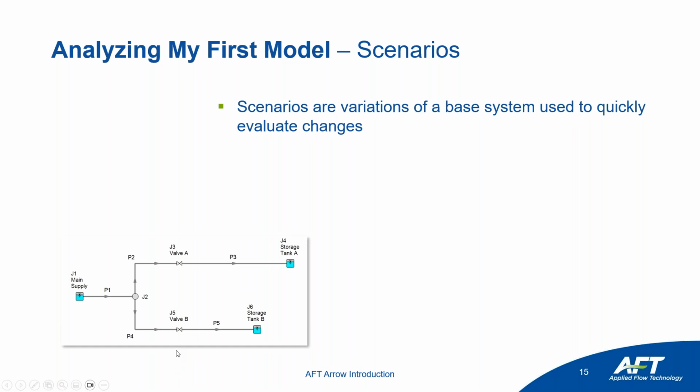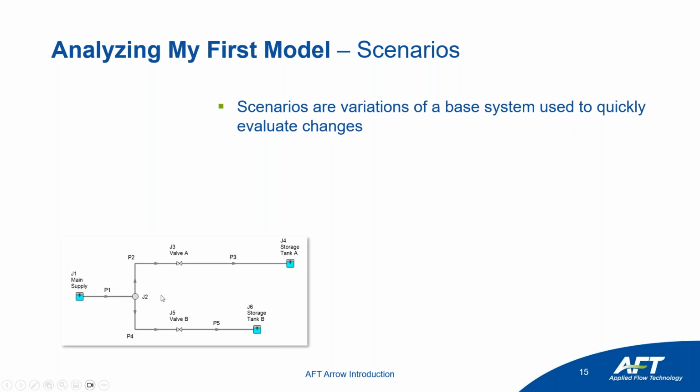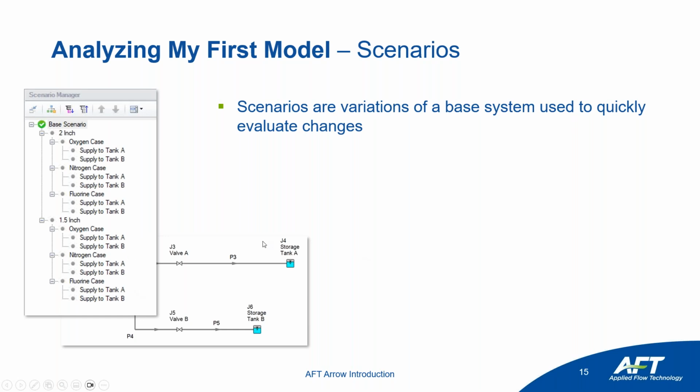So here, for example, we have a model where we have a main supply. Sometimes flow goes to tank A, sometimes flow goes to tank B. We'd want to consider those two cases. Maybe we're sizing the system and we want to evaluate a range of pipe sizes for all of these pipes. We could also assess those in scenarios. And maybe we have different fluids that we're moving, sometimes to tank A, sometimes to tank B as well. So we can use what we call the scenario manager to organize all of those different design cases, all of those different operating points. So that way we have the most comprehensive analysis to inform our decision making.